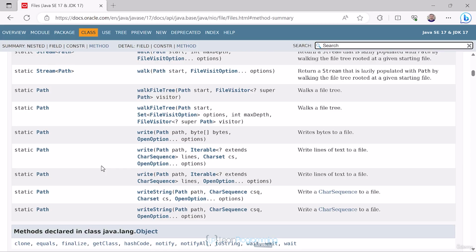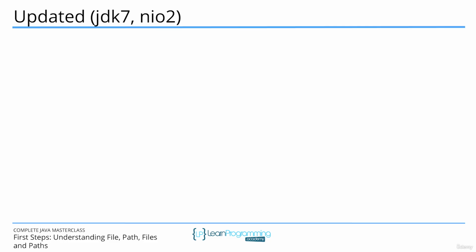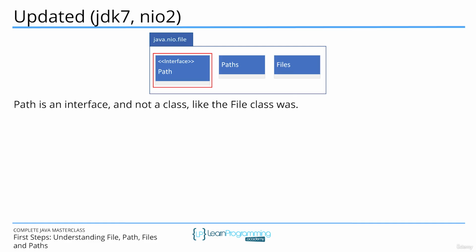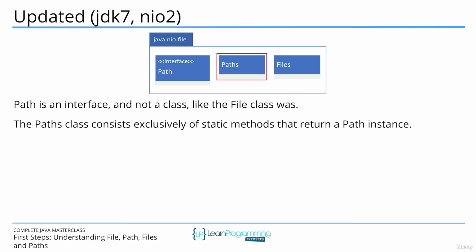Now let's try to get a bird's eye view of the file types. Here are the types I reference in my code from the java.nio.file package. You can see that Path is an interface and not a class like the File class was. The Paths class consists exclusively of static methods that return a Path instance. The Files class, on the other hand, has many static methods that perform operations on files and directories. This class operates on a Path instance, which you pass to these methods. It has a lot of functionality in common with the older java.io.File class, but provides much more, as you saw briefly in the API documentation.